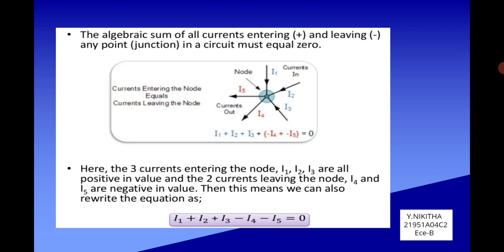Here the three currents entering the node, I1, I2, I3, are all positive in value, and the two currents leaving the node, I4 and I5, are negative in value. This means we can also rewrite the equation as I1 plus I2 plus I3 minus I4 minus I5.